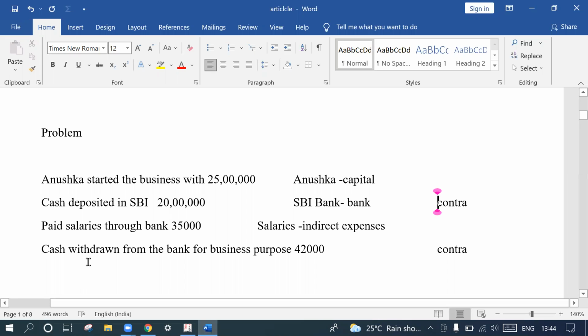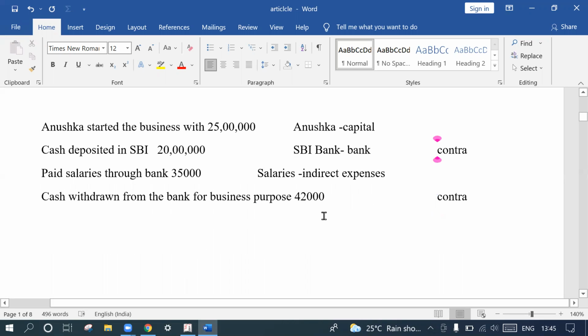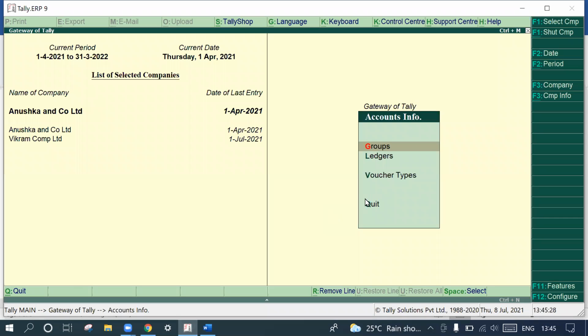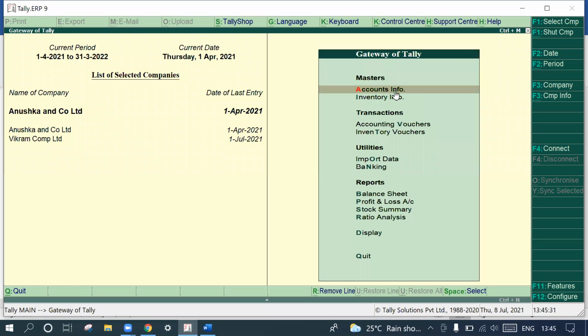In the same way, cash withdrawn from the bank for business purpose. Here, cash withdrawn. So here what? Cash to bank. The entry is cash account debit to bank account. Cash account debit to bank account. That is 42,000. So we have entered all these things. Yes. So now we shall see the ledgers.